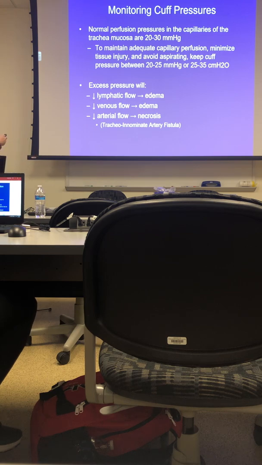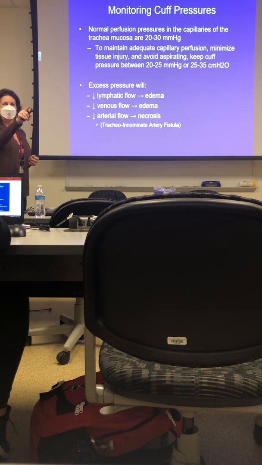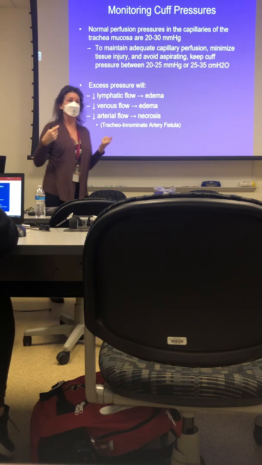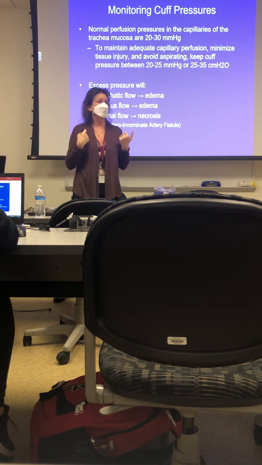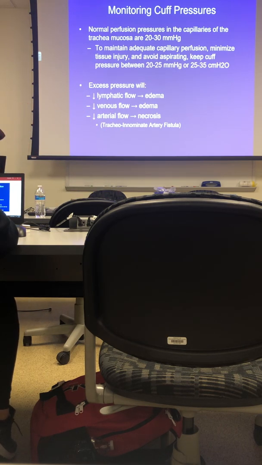So here it says excessive pressure is going to decrease lymphatic flow, which is going to cause edema. What does your lymphatic system do? It gets rid of interstitial fluid. Yes, it removes excessive fluid in the tissues. So if you're occluding them, you're not going to be able to remove that fluid, and it's going to cause swelling in the airway. If you can't get rid of fluid in the tissues, you're going to have swelling.